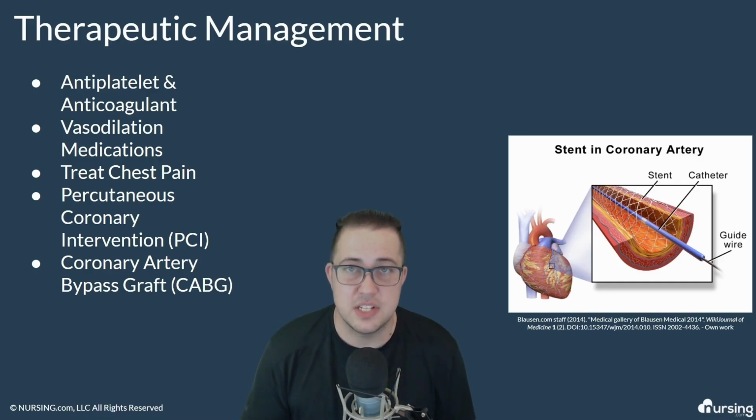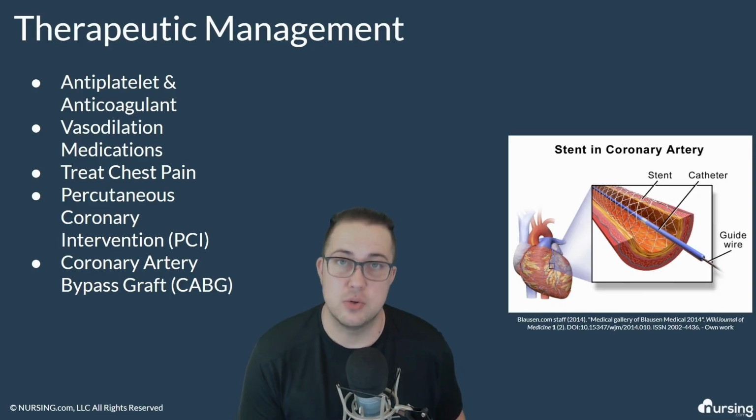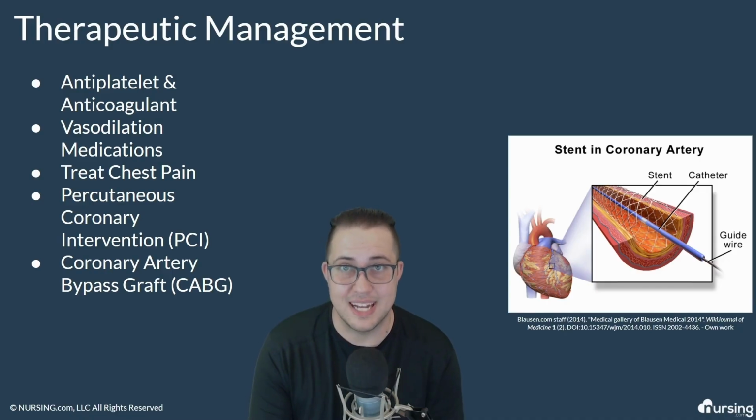If PCI is unsuccessful, then you could move to a more invasive surgical option, such as CABGs, coronary artery bypass graft, where they actually split open the sternum, go in and mechanically take vessels, usually veins from the legs, saphenous veins, and they graft them directly onto this diseased artery to restore blood flow to that damaged heart.